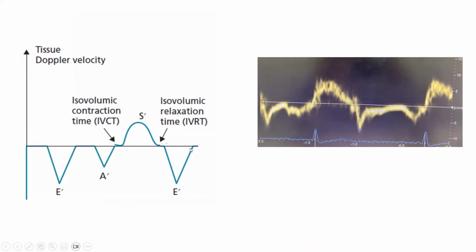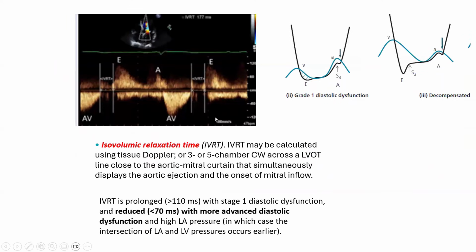We used to measure it by annular tissue Doppler as the distance between S prime and E prime, this here, or this here between the end of S prime and the beginning of E prime, but this has fallen out of favor and it may be less accurate than this technique.